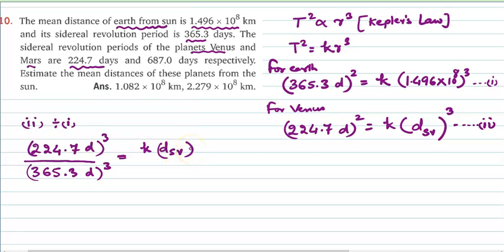Remember, this distance is going to come in kilometer because on both sides I am taking the kilometers into account. So this becomes whole cube. Okay, I got the mistake. This has to be square over here. So this has to be square and this has to be square, divided by k times 1.496 into 10 to the power 8 whole cube. This k and this k cancel out.